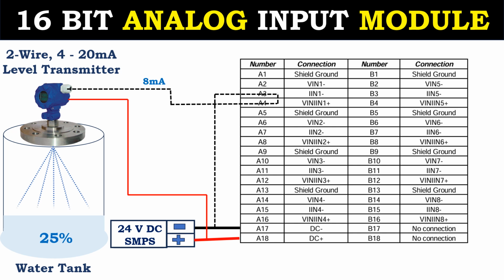Now, we will fill 25% water in the tank. At this point, the transmitter will send an 8 mA signal. For 50% water level, 12 mA current will flow. For 75% water level, 16 mA current will flow. Similarly, when the tank level is 100%, the transmitter will send 20 mA to the module. This is the wiring diagram between a 2-wire level transmitter and the analog input module of the PLC.